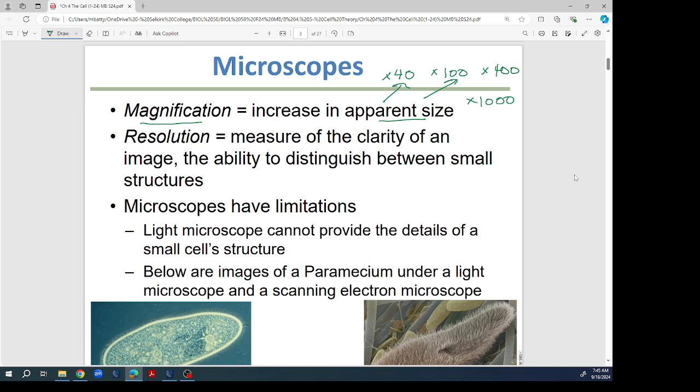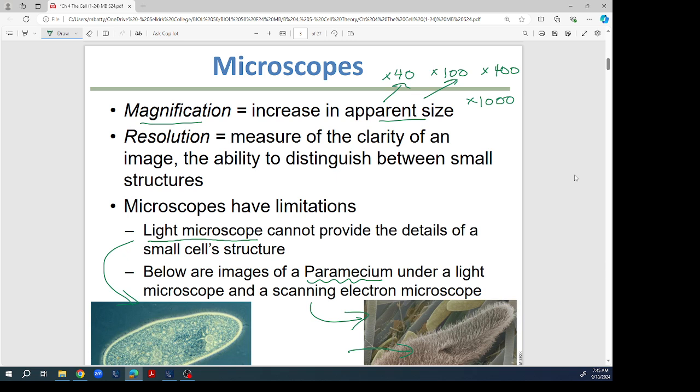Resolution is the measure of clarity of the image. So, you know, it's that kind of focus, but also the limitations of the machine. So limitations are part of most tools. Light microscopes are what we're going to look at or look through in the lab. And this is a paramecium down here, one with the light microscope and one with a scanning electron microscope. Now, granted, you know, he's fuzzy and cute.